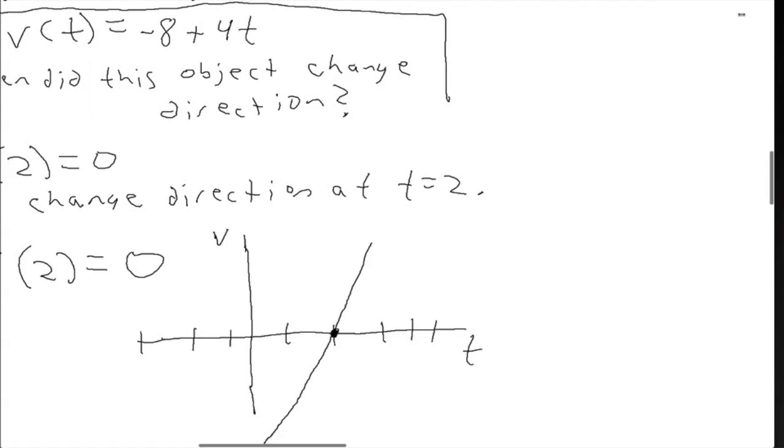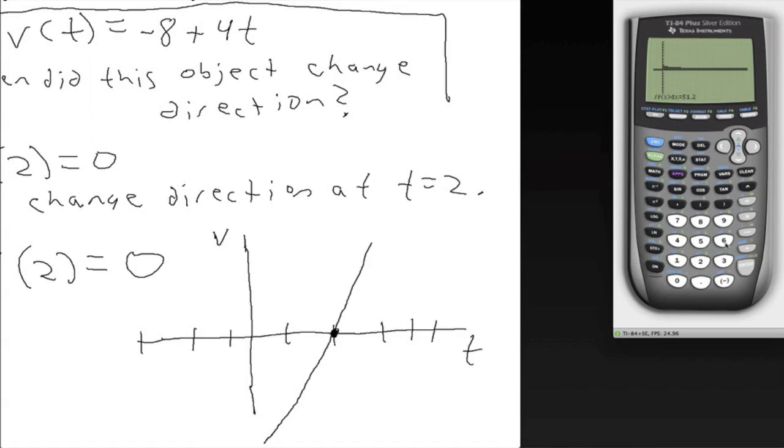Let's check that on our calculator. We'll have to use x instead of t. So what's the function that we're going to plug in here? Well, we're graphing the v function. So negative 8 plus 4x. You changed your window, so you should go back to Zoom Standard. Tell me when you've got a graph. This thing's really slow. Zoom Standard.